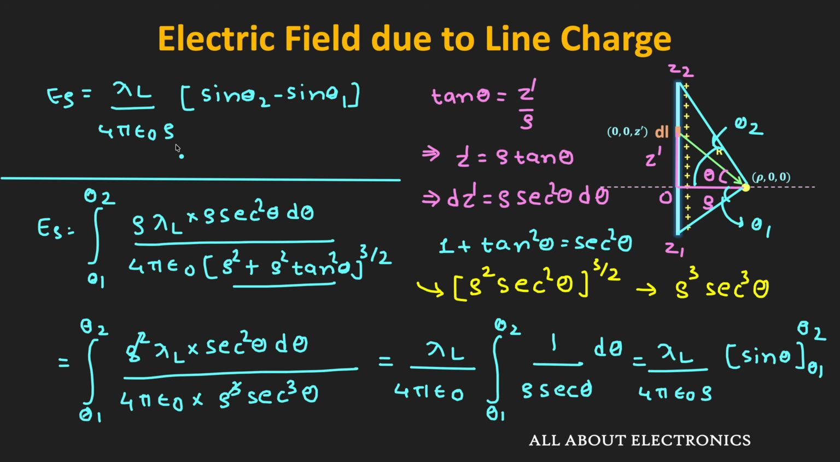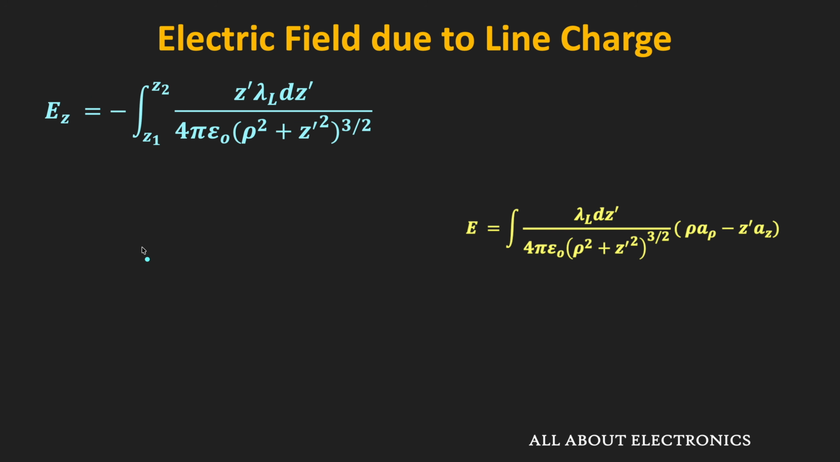So similarly we will also have another component that is equal to Ez. So now let us see how to find the component Ez. As per our earlier expression, this Ez can be written as minus integration of z1 to z2 of z dash times lambda L times dz dash divided by 4 pi epsilon naught times rho square plus z dash square raised to 3 by 2.